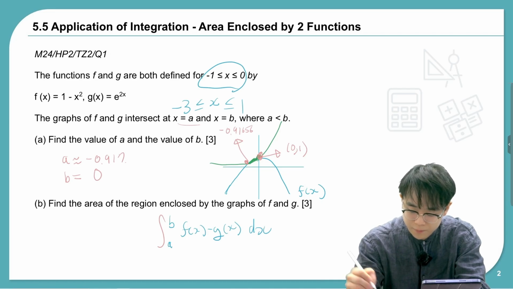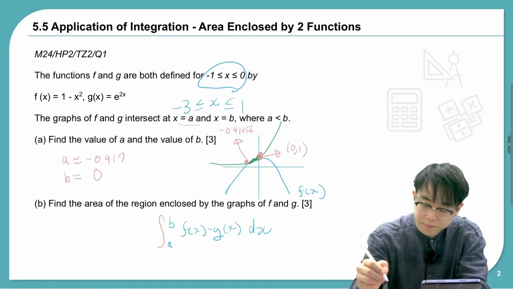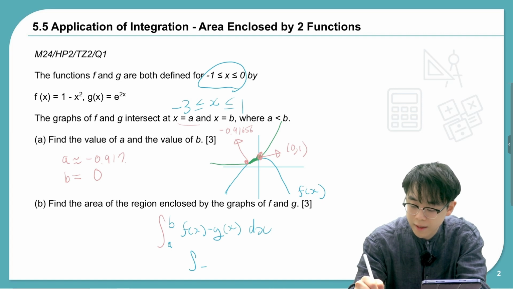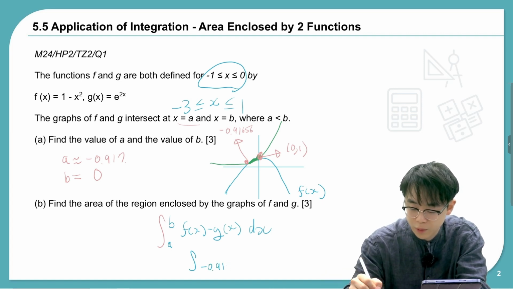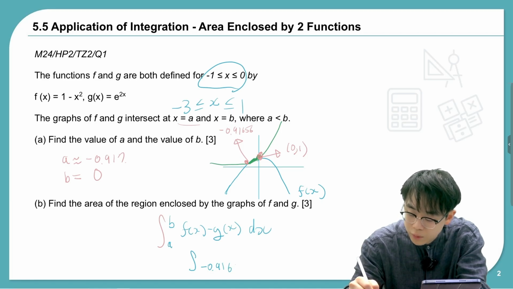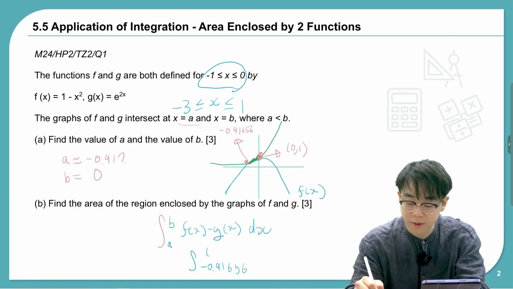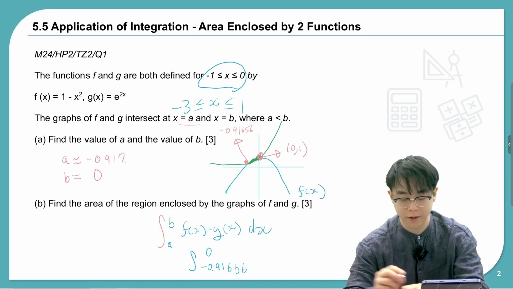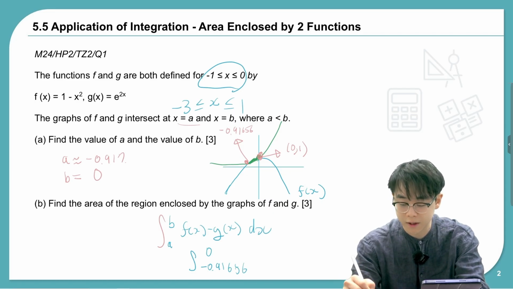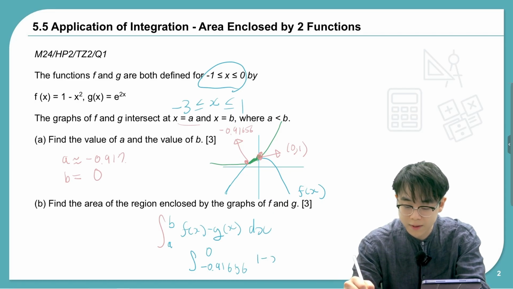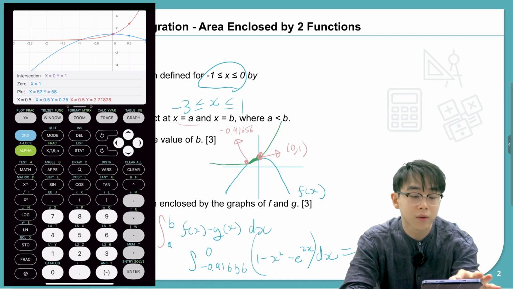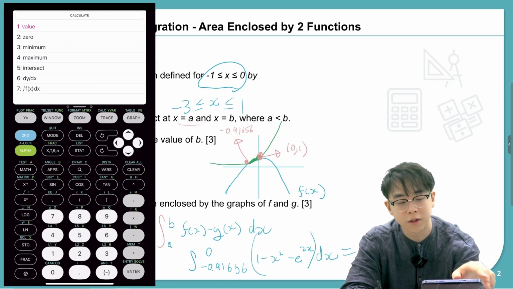So we would just put in integrate from -0.917, which was a, or just to be more precise, we could do -0.91656 all the way to 0, and we put in our equations for f and g. So we would have 1 minus x squared minus e to the power of 2x dx. So you could do this directly, or you could use your functions.